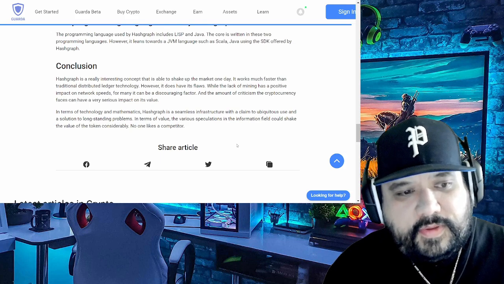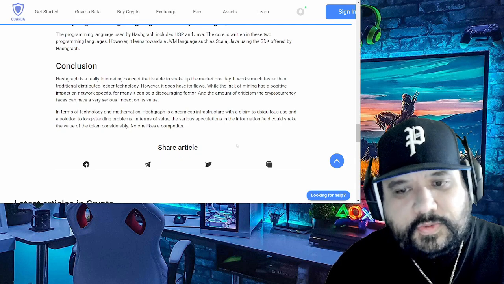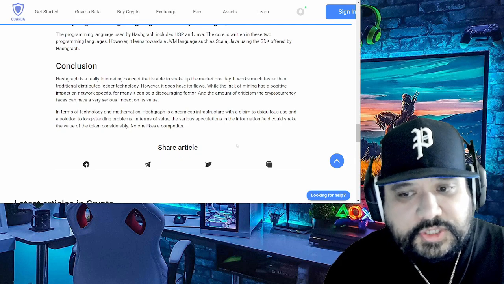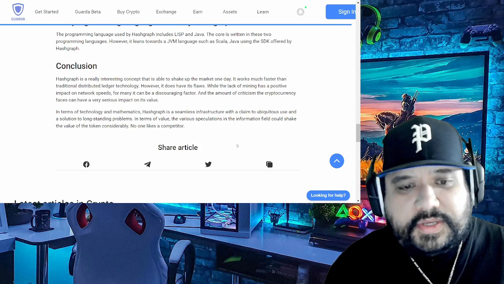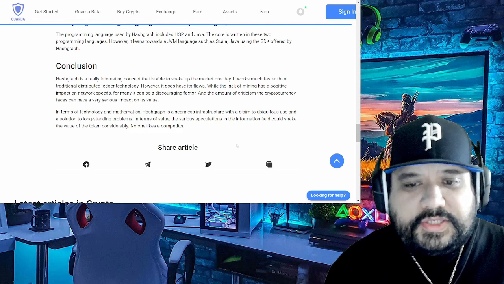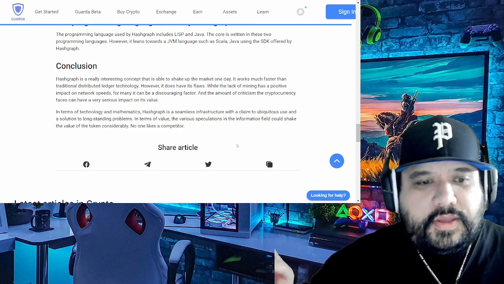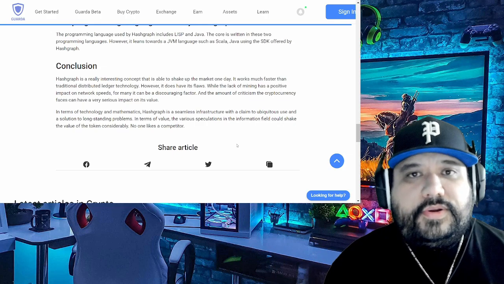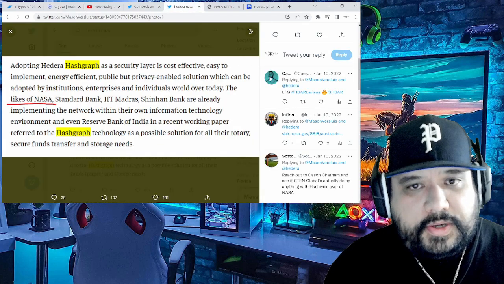With the WEF. Because in terms of technology, mathematics, Hashgraph is a seamless infrastructure with a claim to ubiquitous use and solution to long-standing problems. In terms of value, the various speculations in the information field could shake the value of the token considerably. No one likes a competitor. Wow. All right. A little bit more in regards to this, okay?